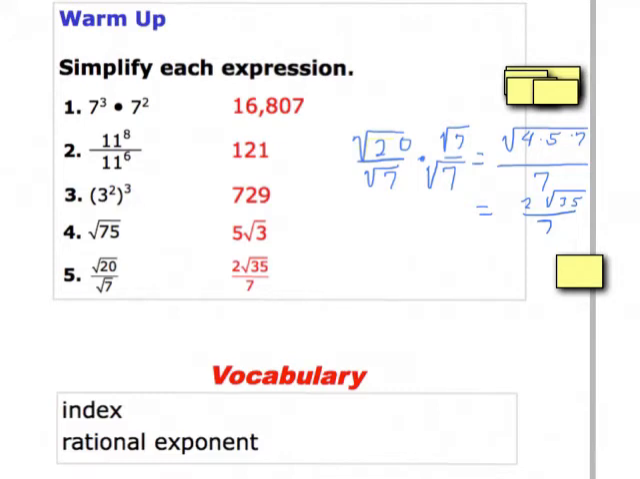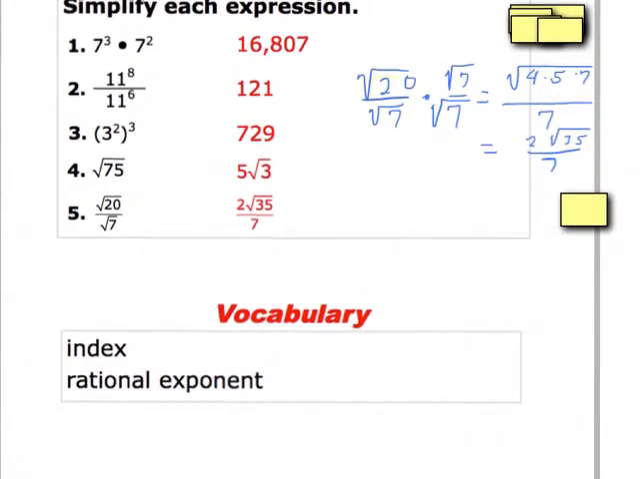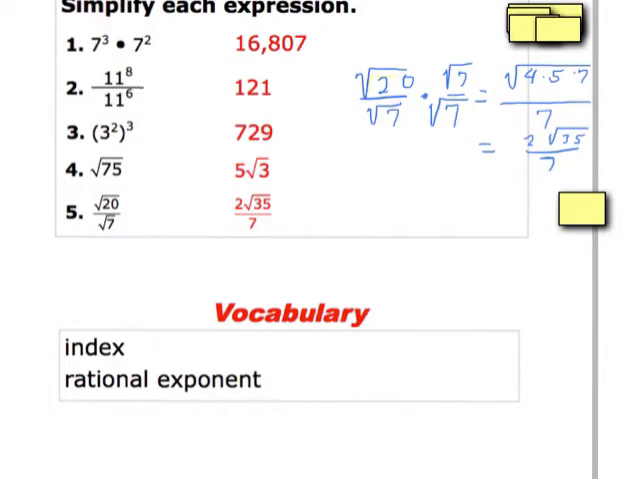Alright, now let's look down below here a little bit. When we look down below here, we see we have a couple vocabulary words that we're going to be learning this time around. First one is index, which we have talked about before, and then rational exponent, which is something that's brand new for us today.